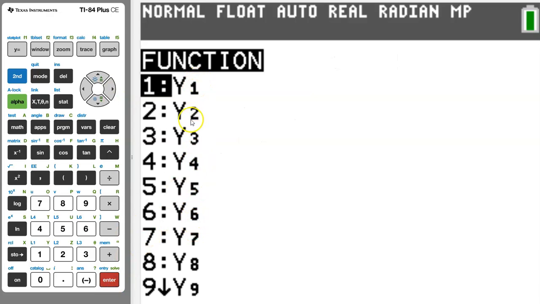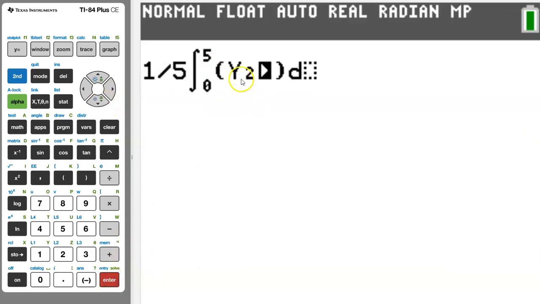Hit vars, and then shift over to the yvars menu and choose option 1. And here they all are. We want y2, so pick that. So y2 is the entire function f of t. So we're taking the integral of f of t, and just go ahead and put an x here. And that's it. Just hit enter, and this will be the answer.